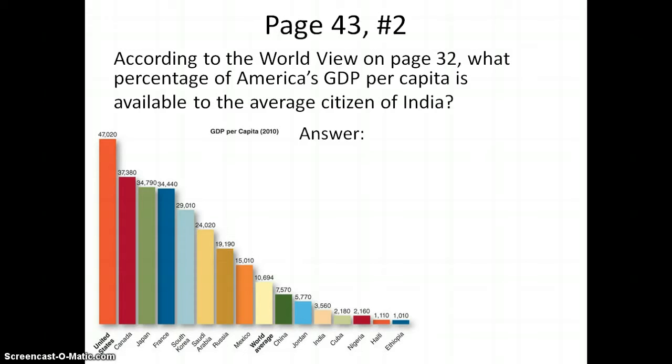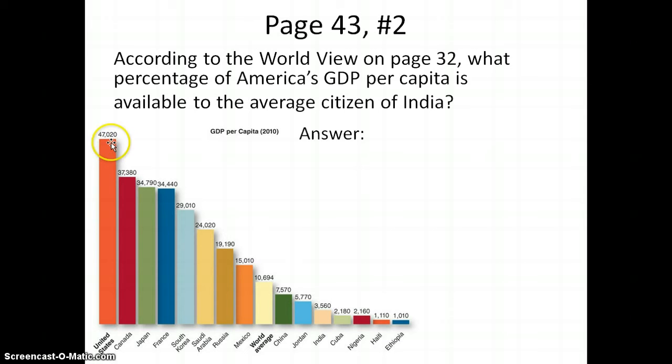Alright, moving on to the next question on that page. It asks you, using this other graph of the world view on page 32, what is the percent of America's GDP per capita available to the average citizen of some other country? We're going to talk about India in this example. You have several countries that you'll work through this with. So we see the average person in India has about $3,560. All of these have been converted to dollars, which is good, so we can compare them.